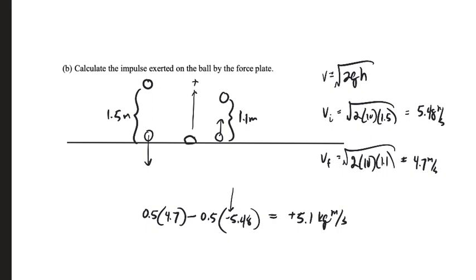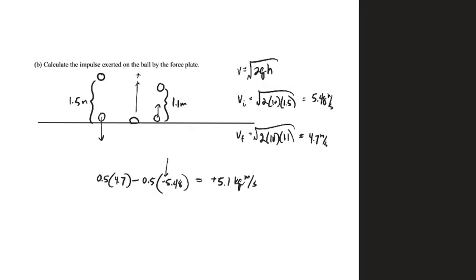Apparently there's another page. This is change in momentum. And I did mv final minus mv initial. I forgot to cancel. Oh, that will make a difference. You'll get like 10.2.